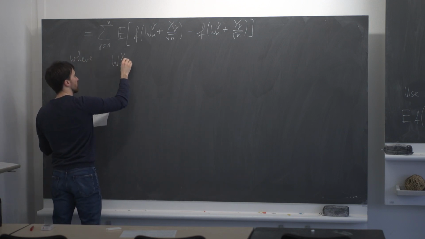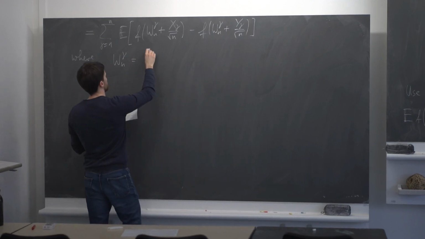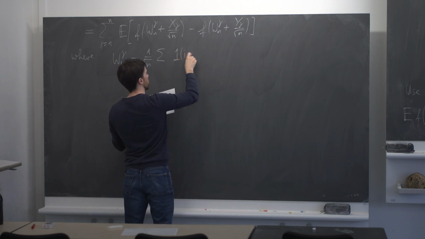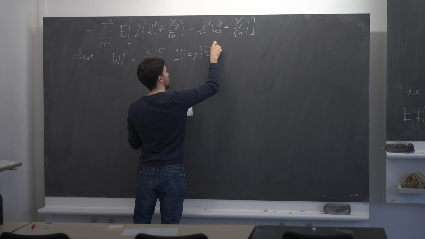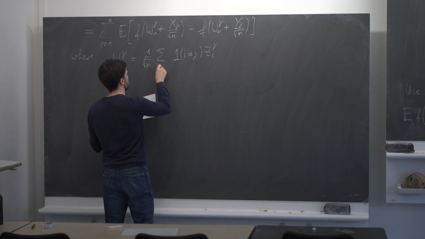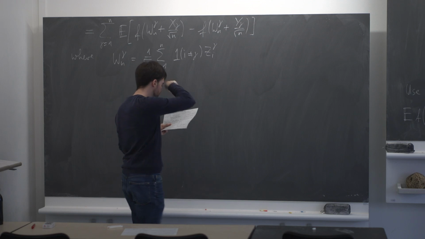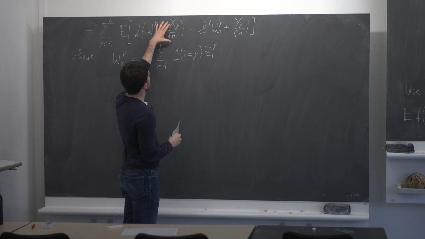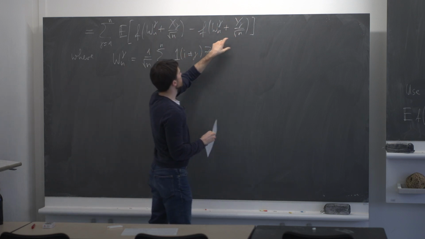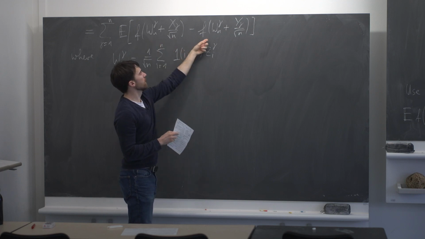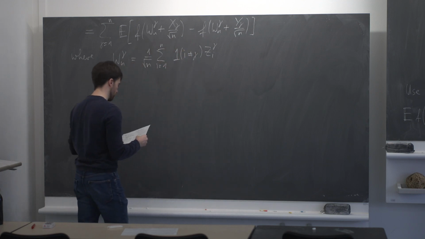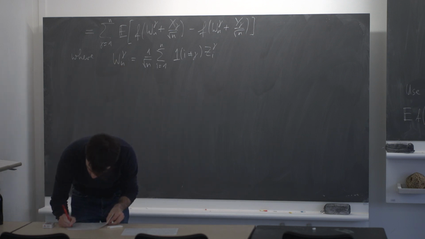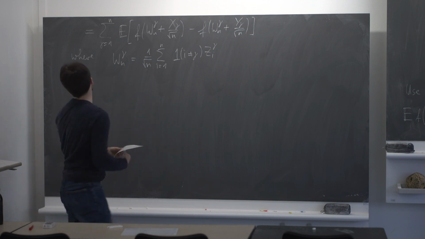Where W n gamma is defined as follows. It's the same sum as before, the sum over the zi's, but where i is different from gamma. Okay, and now we're in the situation that you can think of these terms here as being small, so we can compare these two things by using a Taylor approximation for f, and that's what we want to do next.